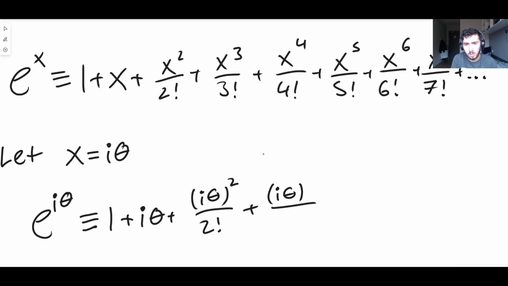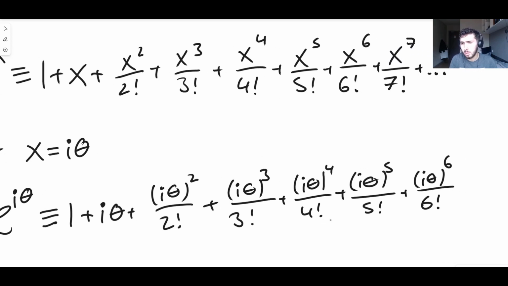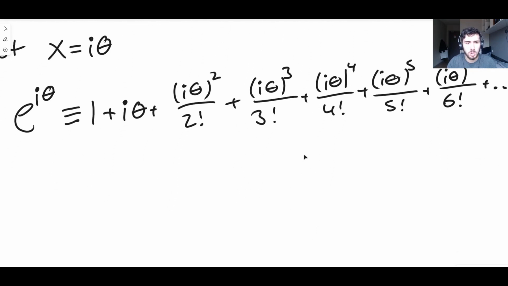So we get an (i theta) cubed over 3 factorial. We get an (i theta) to the 4 over 4 factorial. We get maybe an (i theta) to the 5 over 5 factorial. And again, I'm just going to do a few more terms. (i theta) to the 6 over 6 factorial. That's good for now. And again, this goes on forever, but this is the general gist of it. We're replacing x with i theta, an imaginary number.